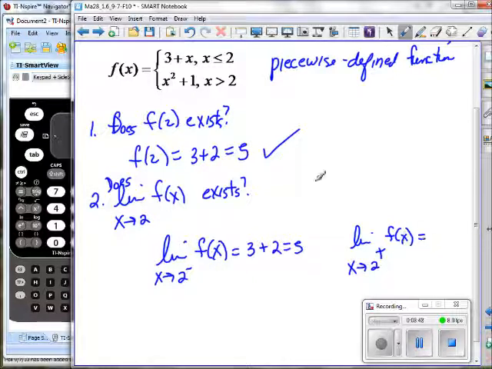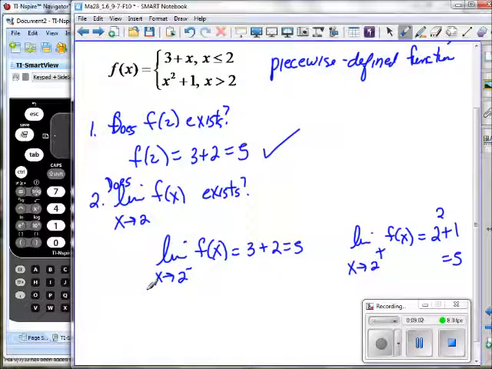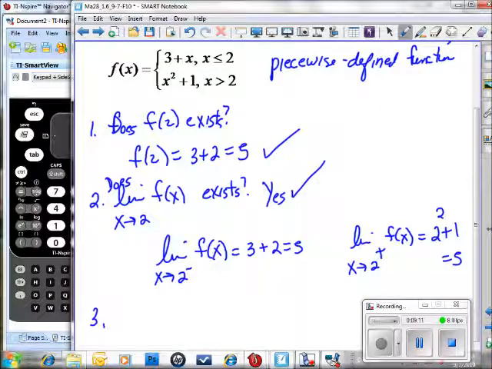What about for the greater than 2 side? I'd have to come down. Again, it's a polynomial, so I can use direct substitution. Does the limit exist? From both sides, we go to the same thing, and the answer is yes. Check mark, we're done. What's the third criteria for continuity?